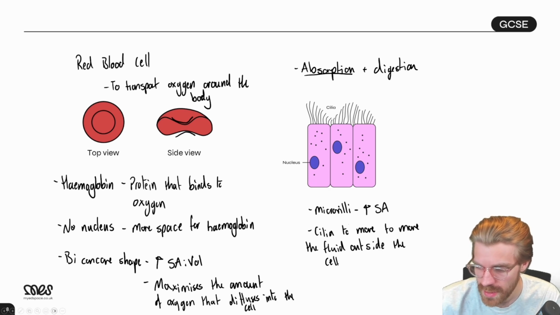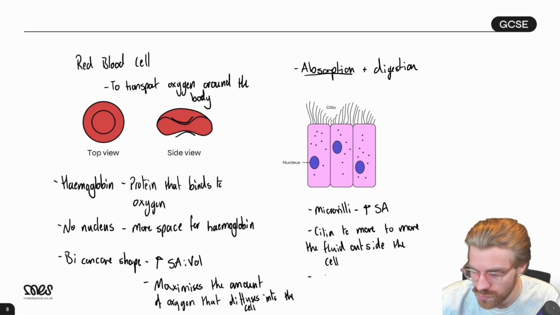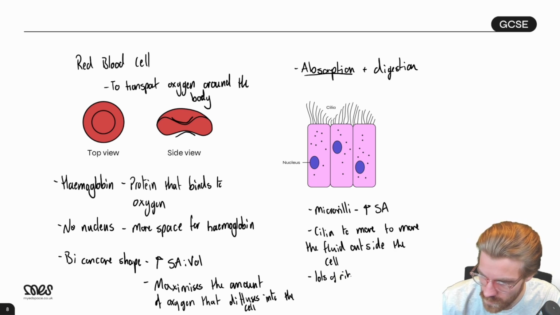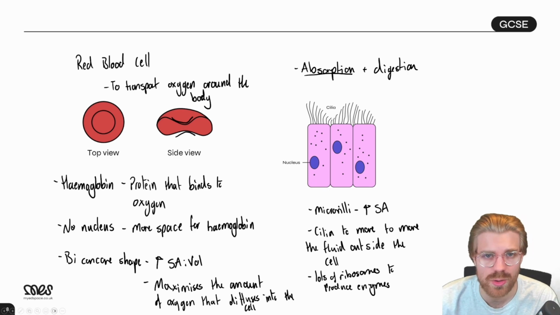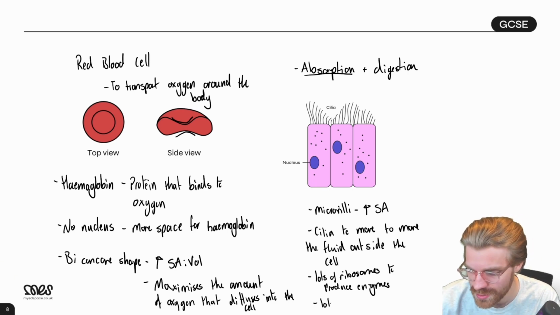cell. If it's involved in digestion, it's probably going to be producing enzymes, which means it's going to have lots of ribosomes. Lots of ribosomes to produce enzymes. And if it's doing lots of absorption, it might be doing lots of active transport, in which case it would have lots of mitochondria as well.